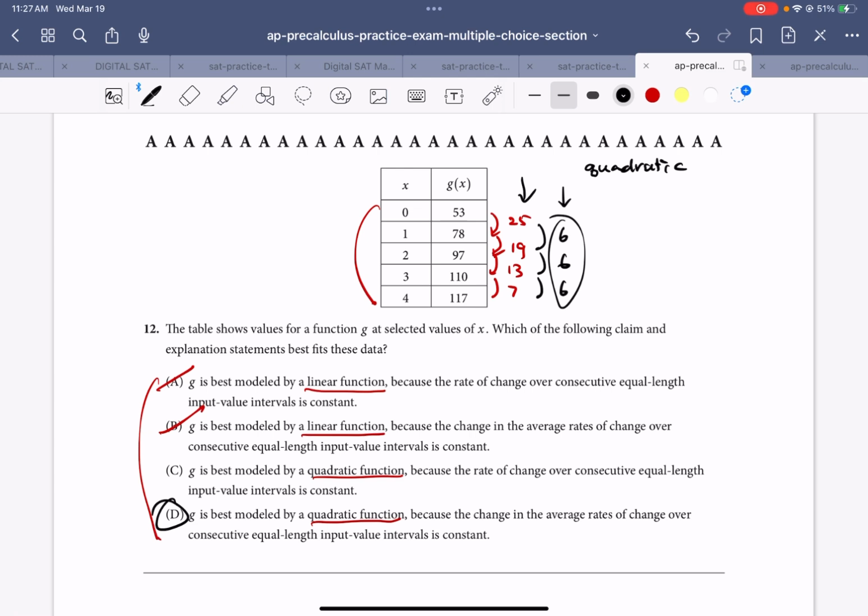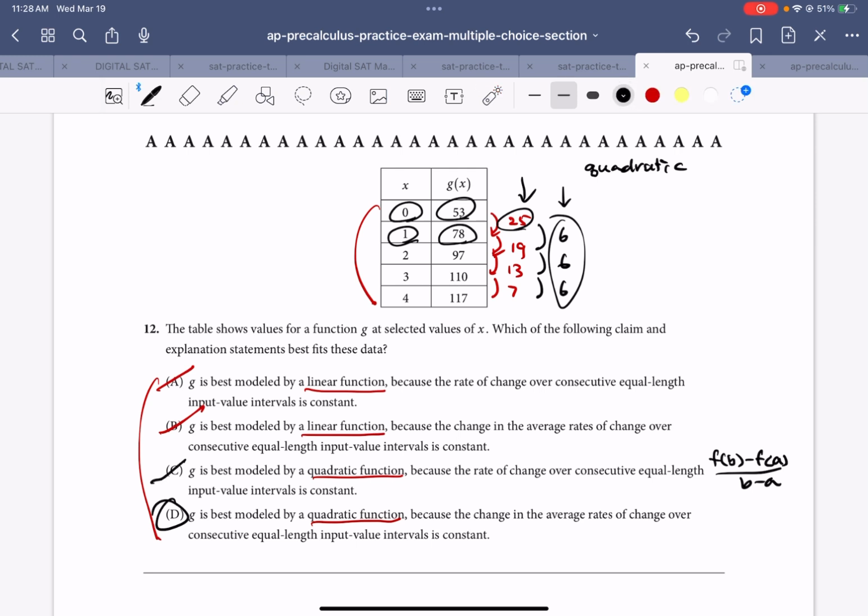If you remember, rate of change is f of b minus f of a over b minus a. That's the rate of change, right? So you see that rate of change is this minus this over this minus this. That's like 25, right? And next one, also this minus this over this minus this will be 19. So the rate of change, is it constant? No, they're all different, right? 25, 19, 13, 7. So the rate of change is not constant. That's why it's wrong here.